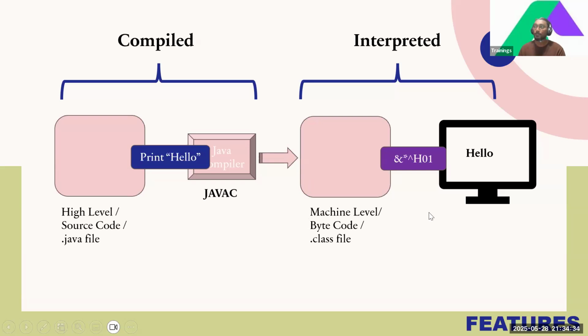Compiled means translation. The Java compiler will take your .java file. Which file will it give? It will take the .java file, but it will give a .class file. And which file do we need to execute? We need to execute the .class file, not the .java file.